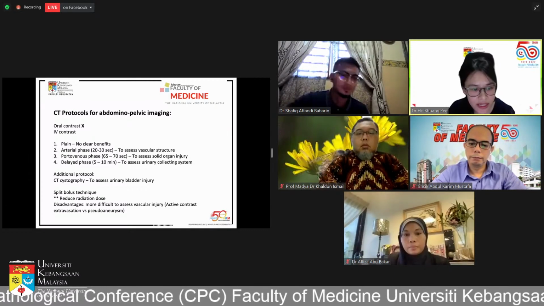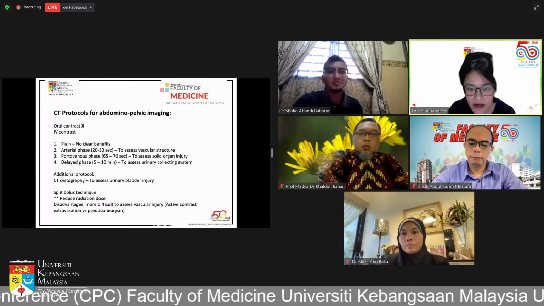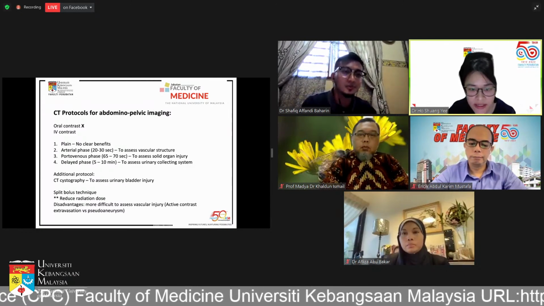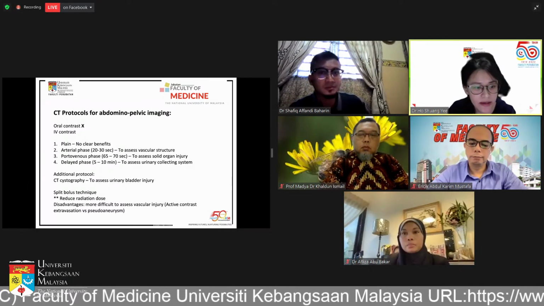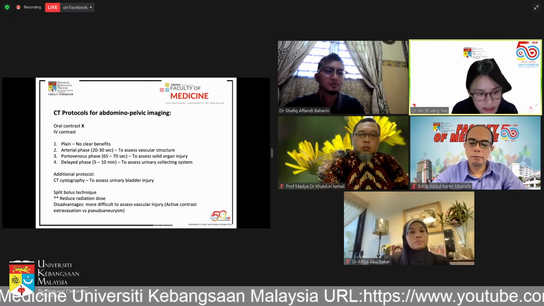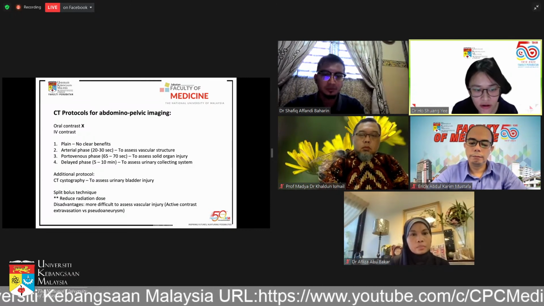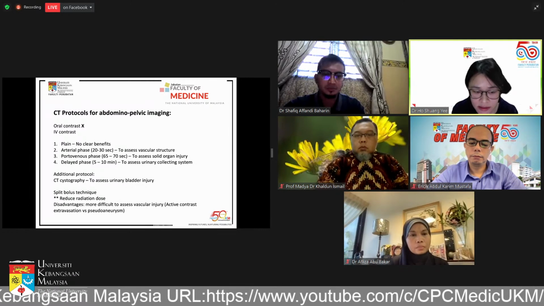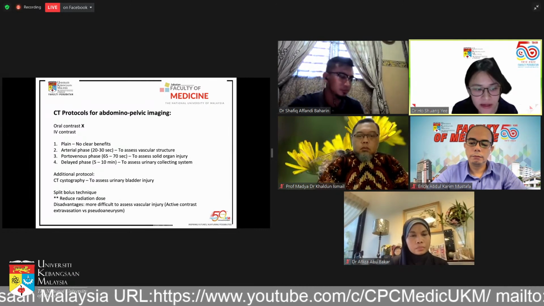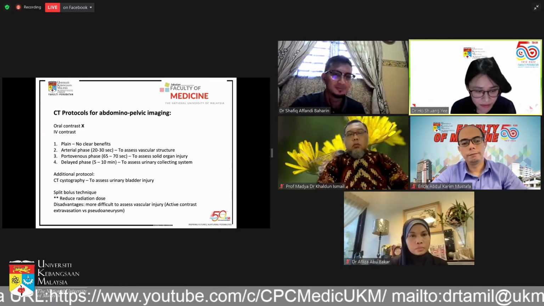And also a delayed phase can be added, which is performed 5 to 10 minutes after that to assess the urinary collecting system. And apart from that, we also have other additional protocols such as a CT cystography, which we can perform by infusing the contrast through the pre-inserted urinary catheter to assess a urinary bladder injury.